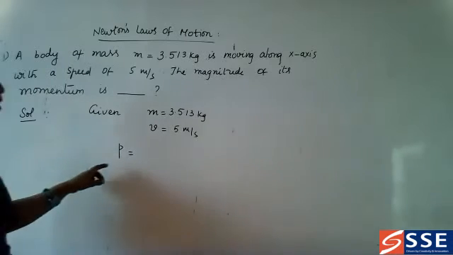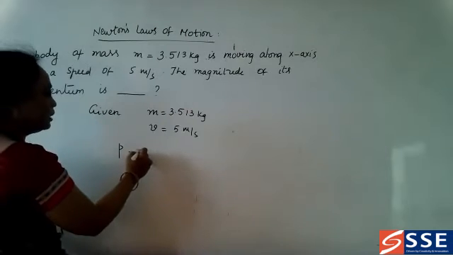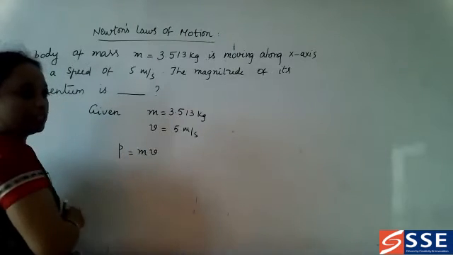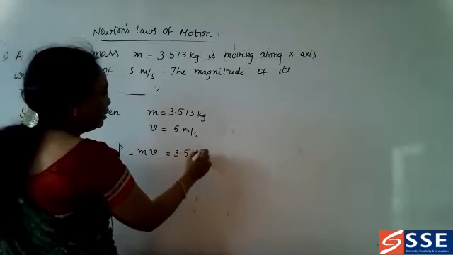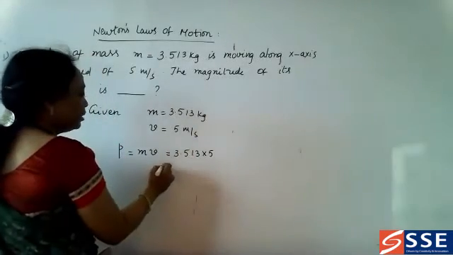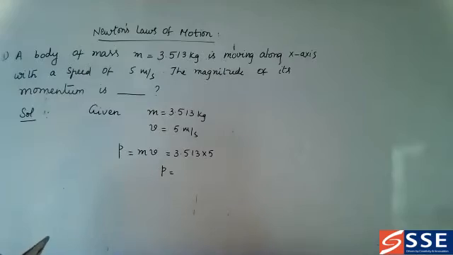Momentum. What is the equation for momentum? P is equal to mass into velocity. So 3.513 into 5. So momentum P goes to, you can give the answer.